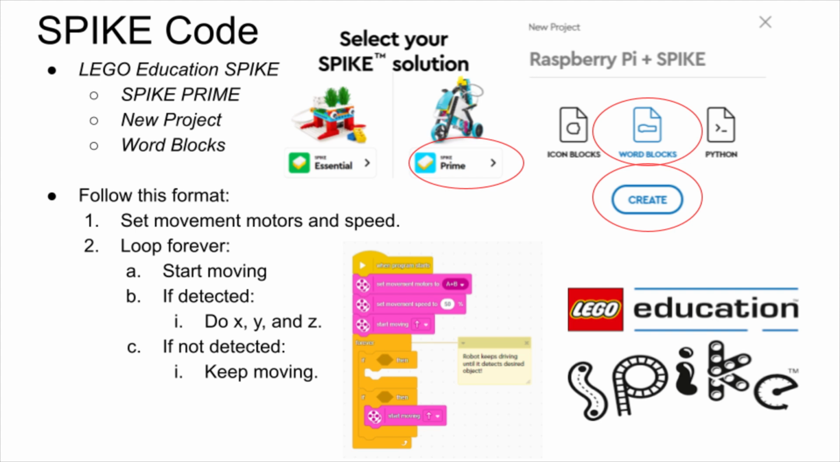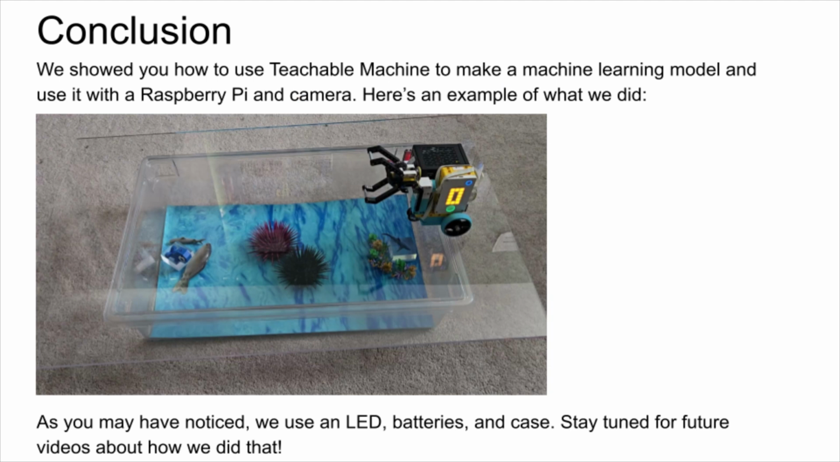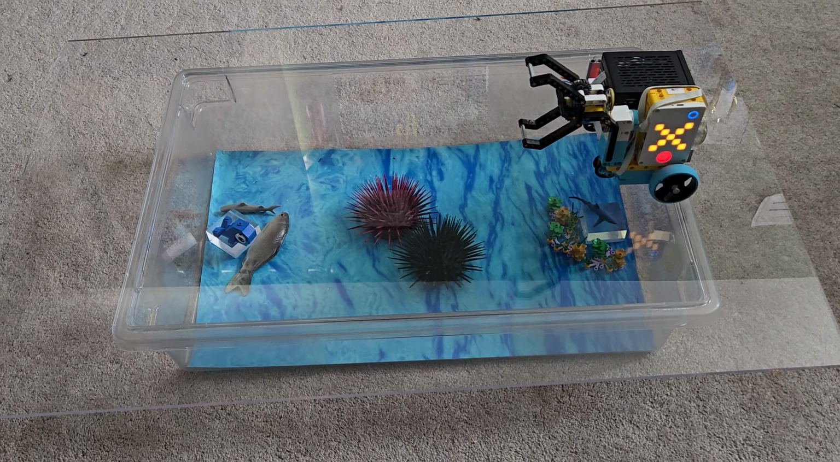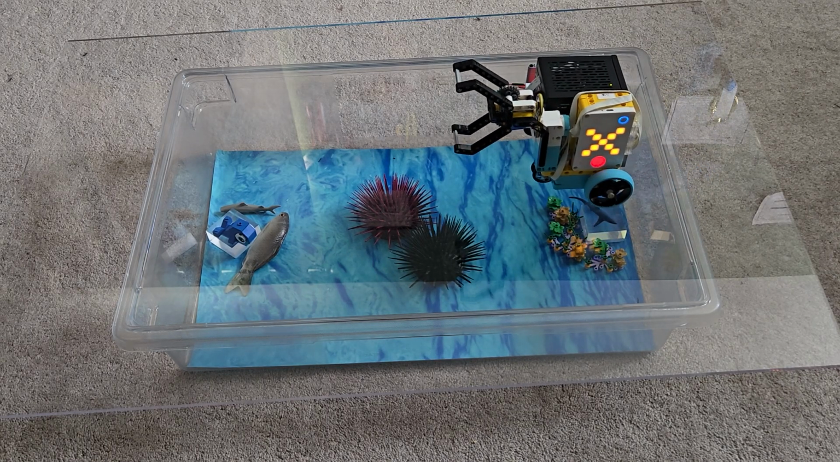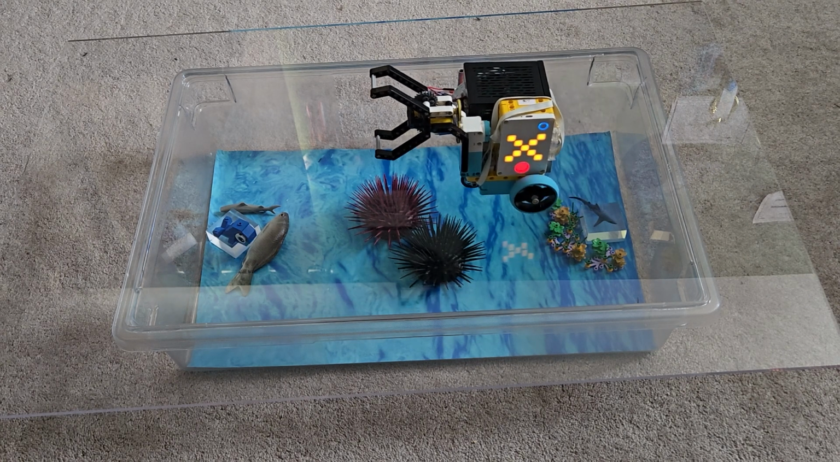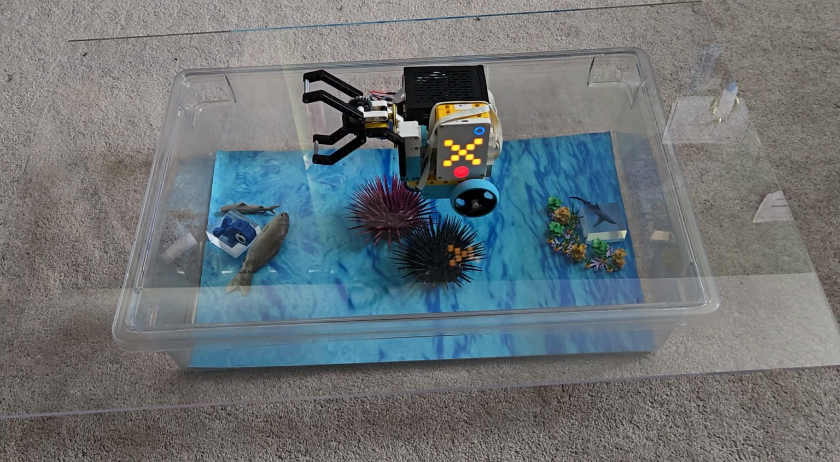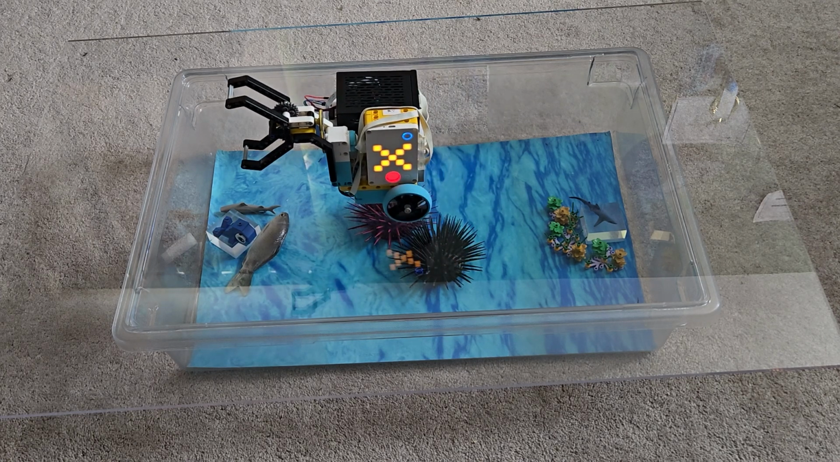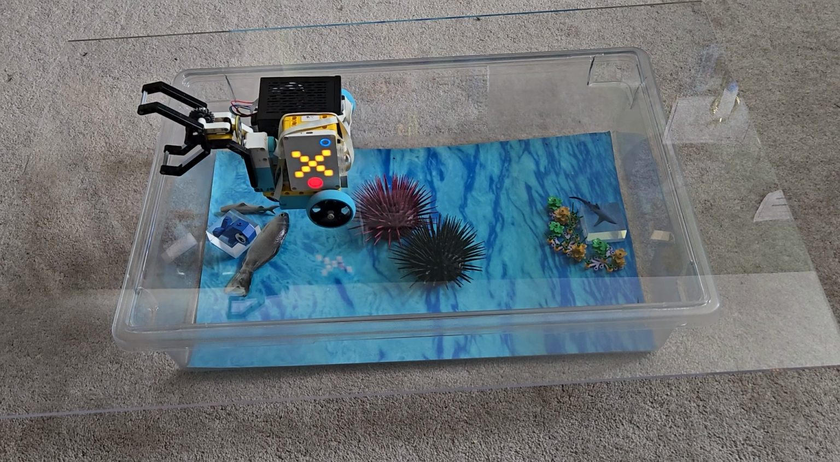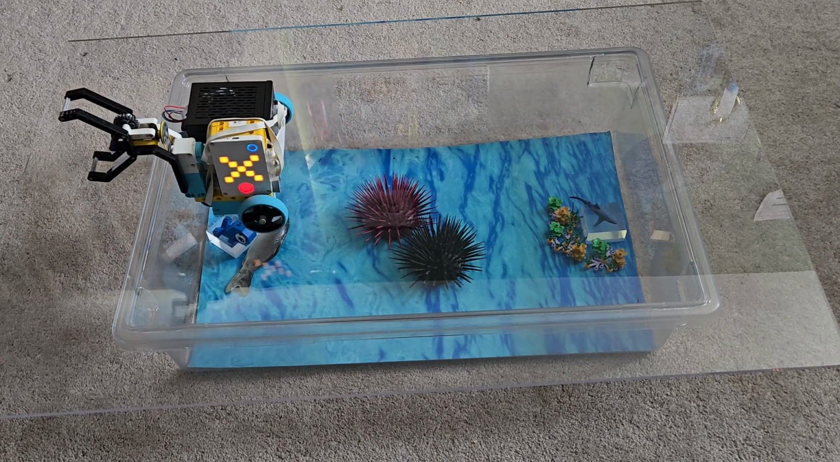Follow the instructions. In conclusion, we just showed you how to use Teachable Machine to make a machine learning model and use it with a Raspberry Pi and camera. In the end, here's what we did. As you may have noticed, we use an LED, batteries, and a case. Keep an eye out for a future video about how we did that.